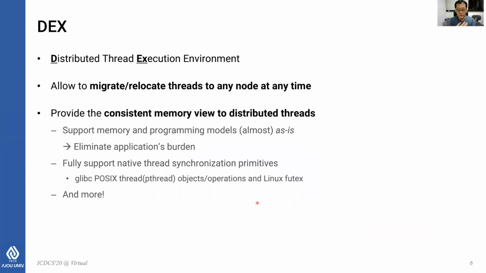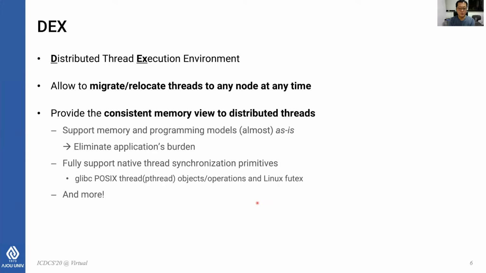To extend the execution boundary, we want to make it happen in a simple and intuitive way rather than introduce complicated mechanisms that are hard to understand and hard to apply. DEX enables this by allowing threads to be migrated or relocated to any node at any time. When threads are running on different nodes in a distributed manner, DEX provides a consistent memory view to them with sequential memory consistency. This brings many advantages.